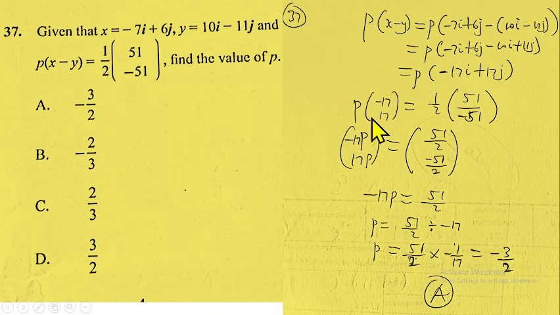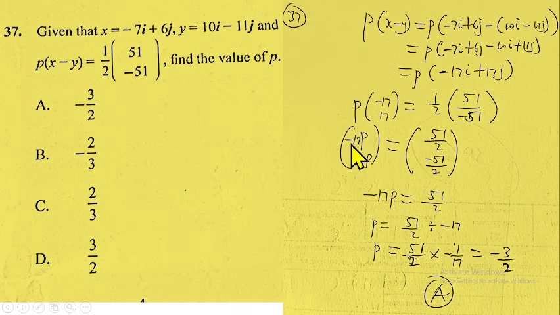So now we can change this also to a column matrix. That will give us p into minus 17, then 17 equals to 1 over 2 into 15, then minus 51. So this scalar 1 over 2 can multiply this column vector. That will give us 51 over 2 and minus 51 over 2. So what does this mean? This p can also multiply this column matrix as well. That means we have minus 17p and 17p.